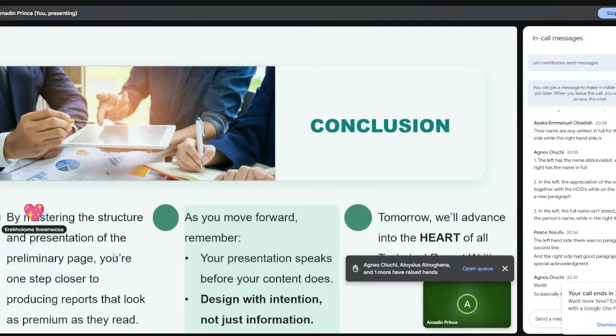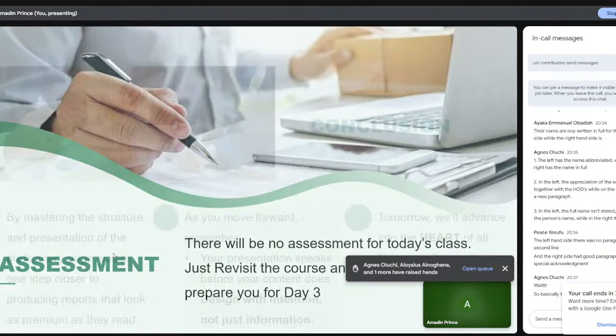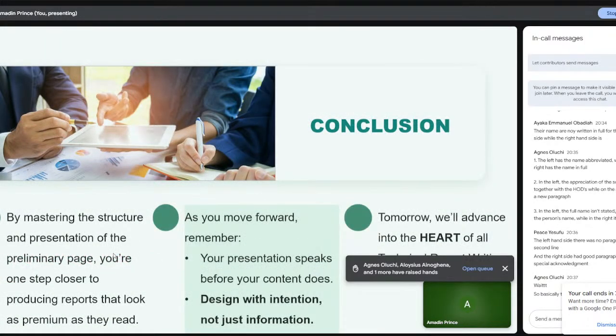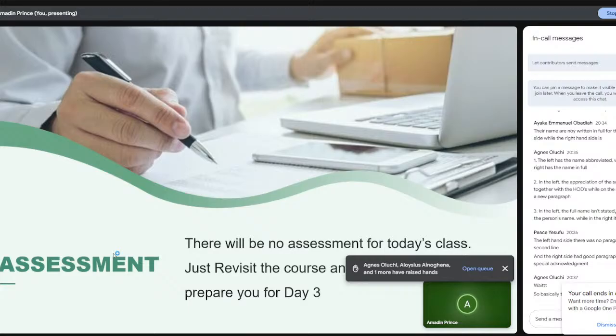So that being said, tomorrow we'll be going into the art of technical reports in the theory class. We'll be going into the art of all technical reports, and this will show you how to write each page, how to write the exact thing. Let's say, for instance, in your introduction, background of study, how to write it, how to get the content, the purpose of study, aims, acknowledgement, how to write everything. It will show you.